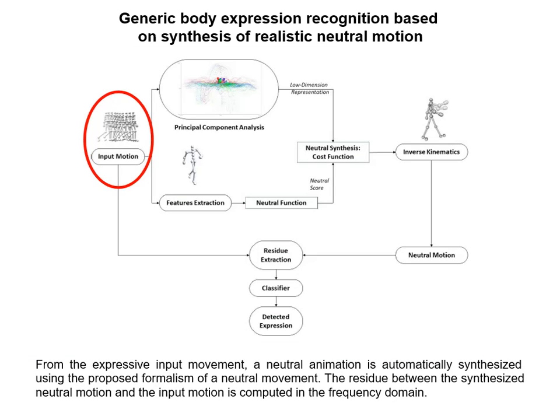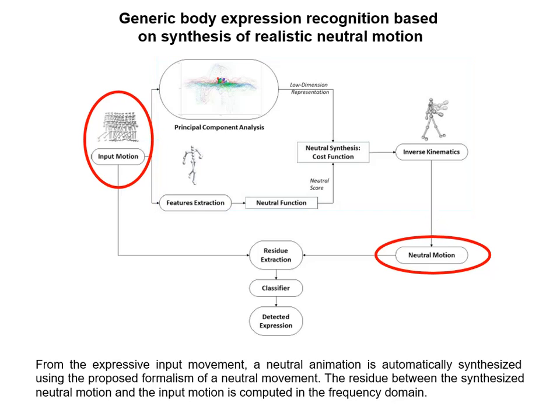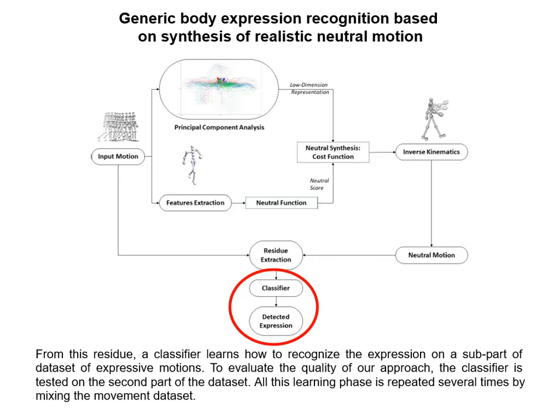From the expressive input movement, a neutral animation is automatically synthesized using the proposed formalism of a neutral movement. The residue between the synthesized neutral motion and the input motion is computed in the frequency domain. From this residue, a classifier learns how to recognize the expression on a subpart of the dataset of expressive motions. To evaluate the quality of our approach, the classifier is tested on the second part of the dataset. All this learning phase is repeated several times by mixing the movement dataset.